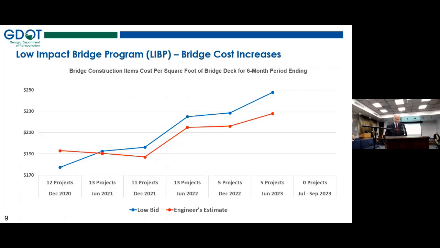to the bridge. So this slide has a total of 59 projects for approximately $94 million in total low bid amount, for an average of approximately $1.6 million for the low impact bridge program project. And you can see once again the respective increases, though not as high, still pretty significant.